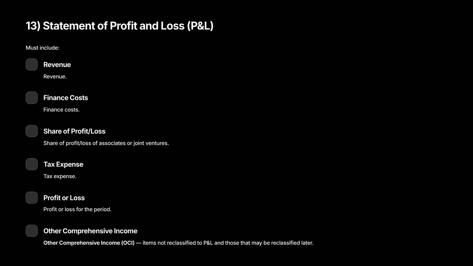Statement of Profit and Loss, P&L. P&L must present revenue, finance costs, share of profit or loss of associates, and tax expense. Show profit or loss for the period clearly. Include other comprehensive income, OCI, items separately. OCI items are those that bypass P&L for now, but may reclassify later.